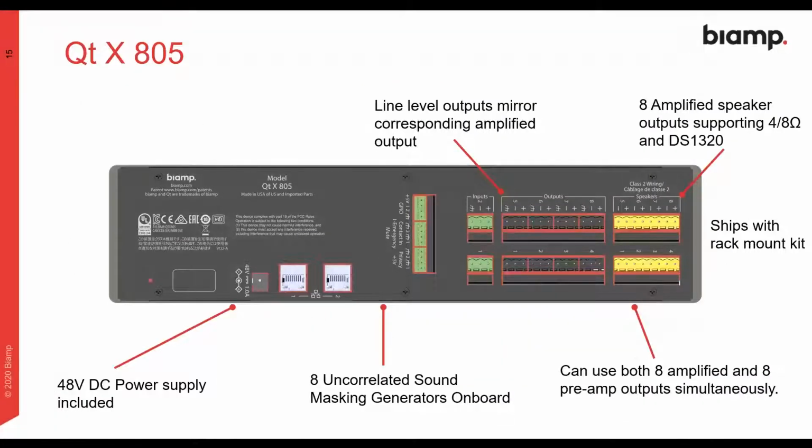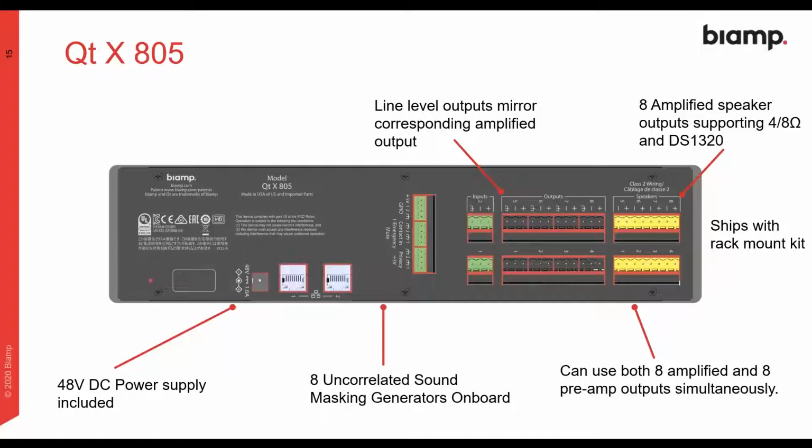So our 805 has everything that the 800 has, same amplified outputs. The differences being we ship it with a rack mount kit, so it's intended to be at a rack location, not in the plenum. It doesn't support PoE plus power like the 800 does, so it's going to include a DC power supply. The thought process in this one is to locate it at a head-in rack. You could supply powered output to some speakers.